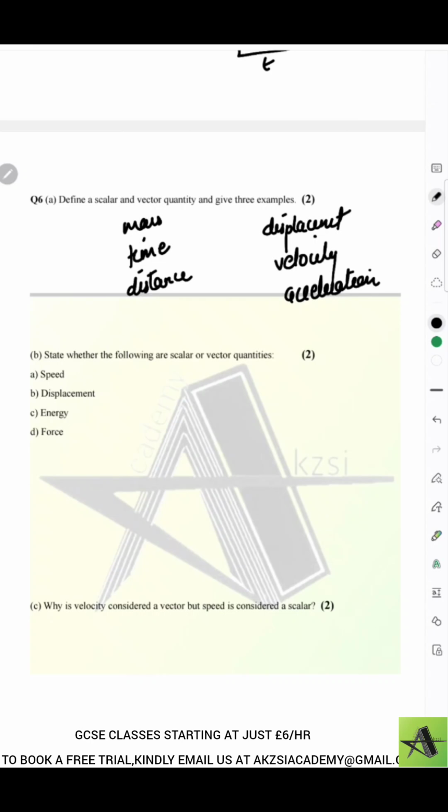Part B, state whether the following are scalar or vector quantities. Speed. Speed is a scalar quantity. Velocity is a vector quantity, because speed is distance over time, how much distance you are covering over a period of time. So this is a scalar quantity. Displacement is a vector, energy is a scalar, and force is a vector quantity.